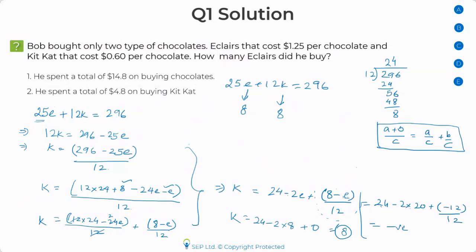So that's not going to work for me. If that's not going to work, that means there are no more solutions of e that you can put. And from statement 1 only, you're getting a unique answer. You can say that the only possible case is when e is equal to 8, k is equal to 8, and I'll end up spending $14.8 to buy the chocolates. That is why statement 1 is sufficient, because it is telling you that you need to buy exactly 8 eclairs.